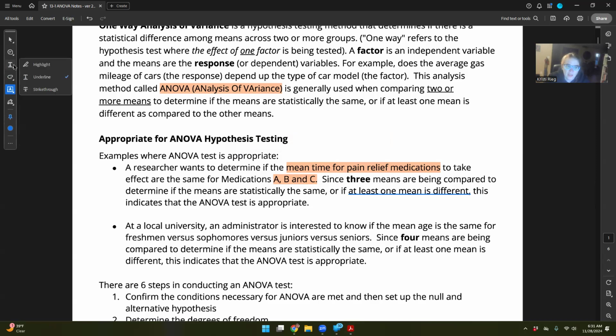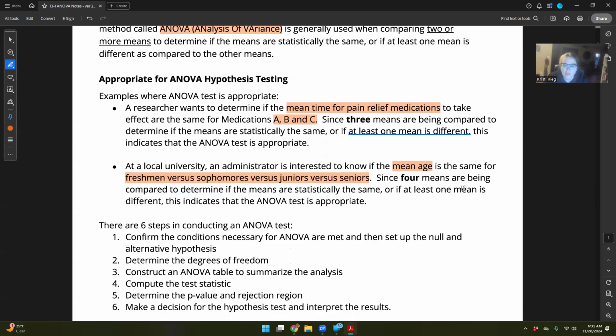Again, another example. It says the administrator wants to know if the mean age, so we're comparing the ages, we're comparing the means, is the same for, and in this case, we have 4 different situations: freshmen, sophomores, juniors, and seniors. Since we're comparing 4 things, 4 means in particular, we're going to use the ANOVA test.